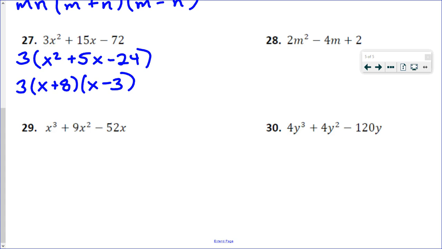That's the problem. So there's no coefficient here. I can't factor out a number, but I can factor out an x. So let's take out the x. x squared plus 9x minus 52.